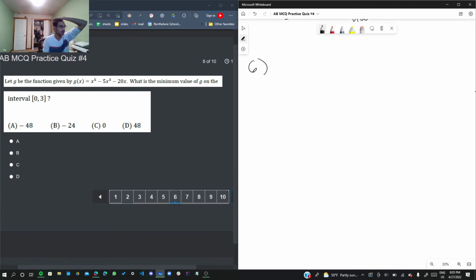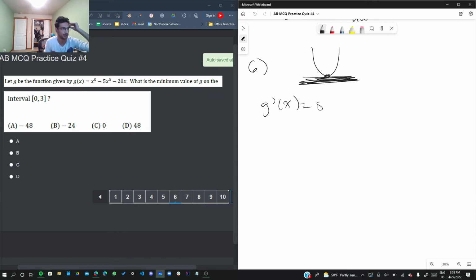What is the minimum value of G? Okay, so minimums. The slope of a minimum is 0. That's the calculus idea behind minimums and maximums. Then we're going to find G prime. G prime, using power rules, is 5x to the fourth minus 15x squared minus 20. Now, what is the minimum value?